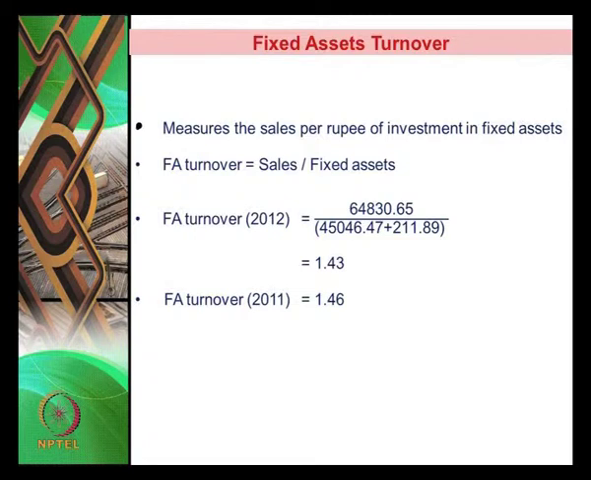Let us also try and calculate the fixed assets turnover in 2011. In 2011 it happens to be 1.46. So by and large, there has been a slight reduction in fixed assets turnover in 2012, but the fixed assets turnover level has been more or less the same between these 2 years. There has been no rapid improvement nor deterioration in the fixed assets turnover during these 2 years.